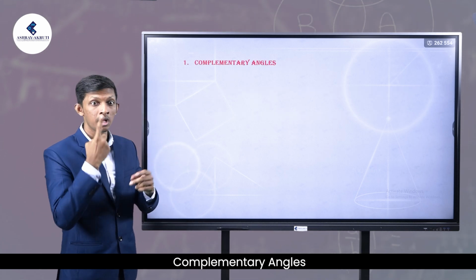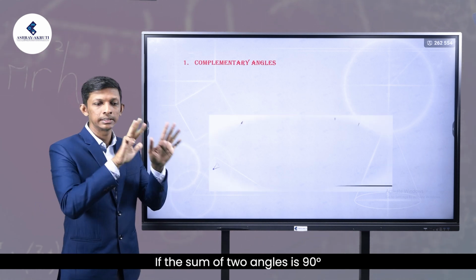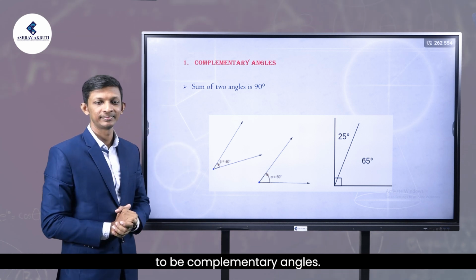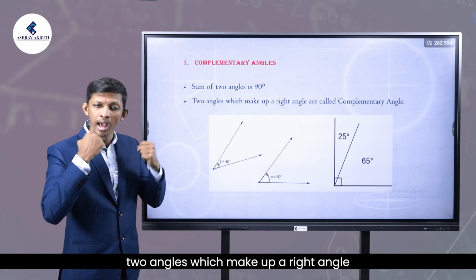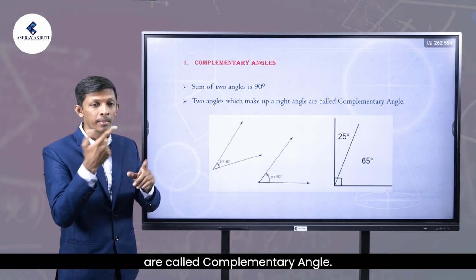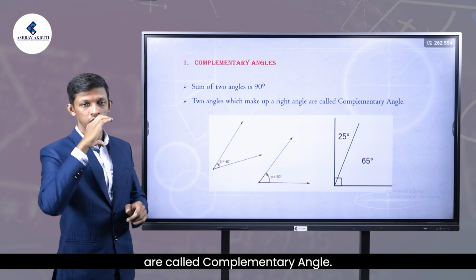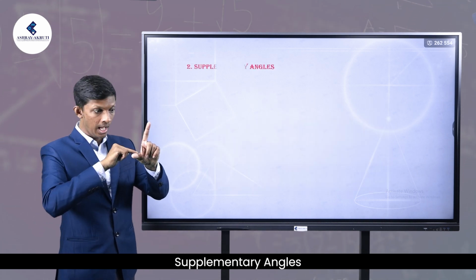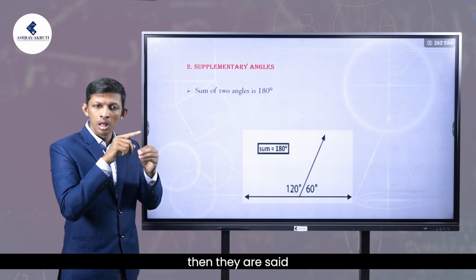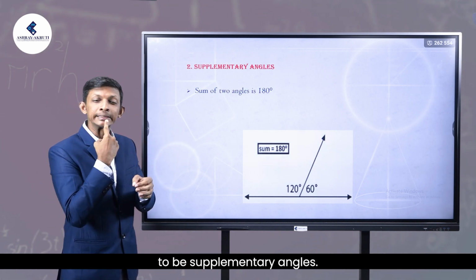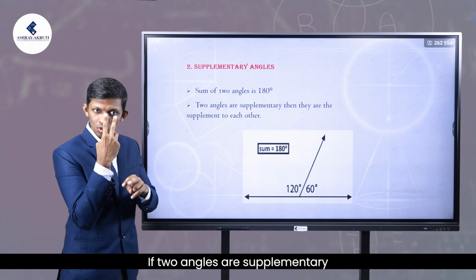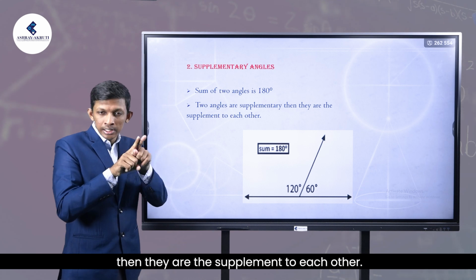Complementary angles. If the sum of two angles is 90 degrees, then they are said to be complementary angles. Or you can say that two angles which make up a right angle are called complementary angles. Supplementary angles. If the sum of two angles is 180 degrees, then they are said to be supplementary angles. If two angles are supplementary, then they are the supplement of each other.